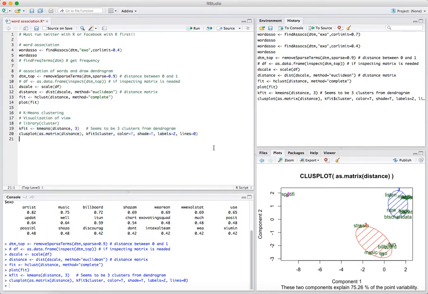Hopefully this was a good introduction to doing some word association, trying to come up with associations for what people talk about on Twitter related to Spotify. I hope this video helps you understand word association. Okay, thank you.